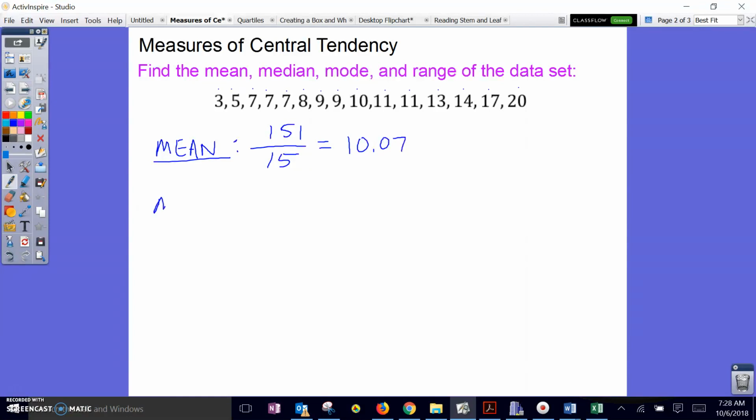Alright. Then the median. Now in order to find the median, I need my data set to be in order from smallest to biggest. And this data set is already in order from smallest to biggest, so that's convenient for us. And then I'm basically just going to count into the middle. I got one number on each end, and then another number on each end, and then another number on each end, and another number on each end.